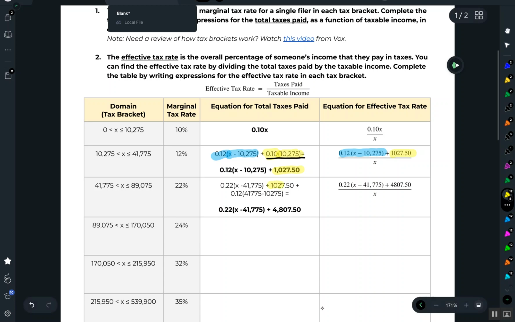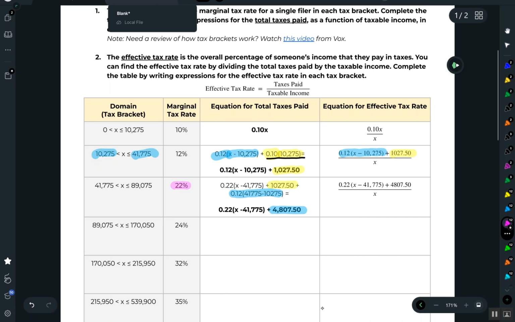So this yellow part right here is the amount you're going to pay from the 10%. This blue part comes from the 12% bracket. So basically, how do they figure that out? They did 41,775, which was the max, minus the minimum, and then multiply that by 12%. That's right here. But we add to that, I'll use a different color, this bracket.